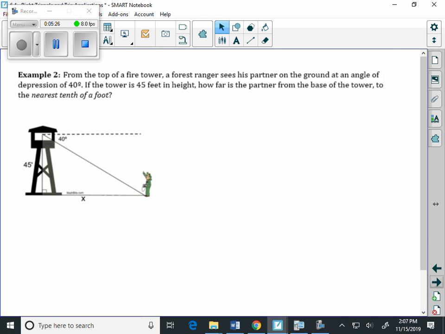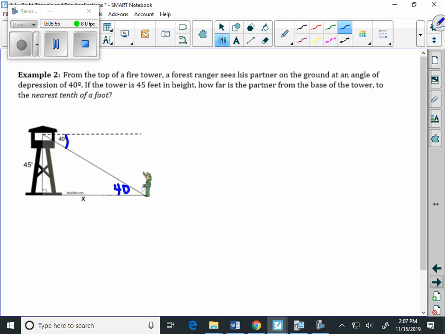So our angle of depression is 40 here. But again, a horizontal line, another horizontal line, two parallel lines cut by a transversal. That 40 degrees that I have marked is also 40 degrees here. And now we have a right triangle that we can look at to write our trig ratio from and actually figure out the value of x.